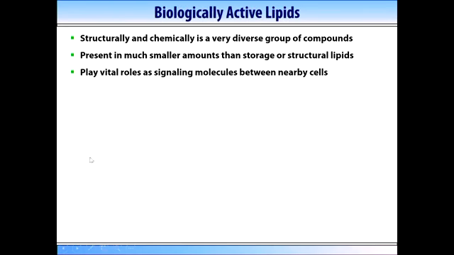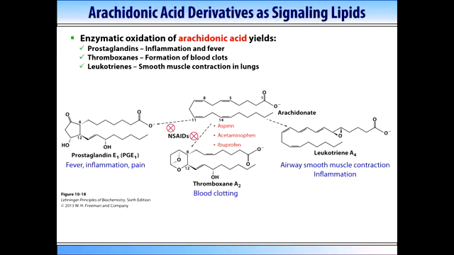Okay, and finally we get to talk about biologically active lipids. This is a very diverse group, and it comprises structurally and chemically very different compounds. They are present in much smaller amounts than storage or structural lipids, and play vital roles as signaling molecules between nearby cells. Again, in this part of the lecture, I just bring some examples. It's not all of them, just some of the most important biologically active molecules which we can classify as lipids.